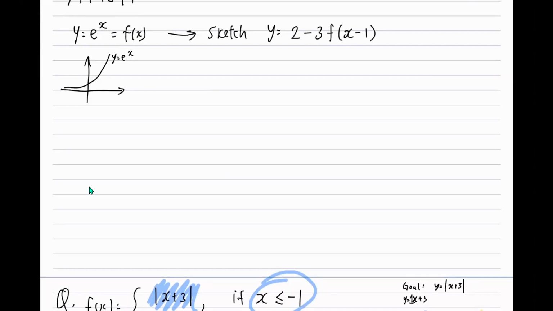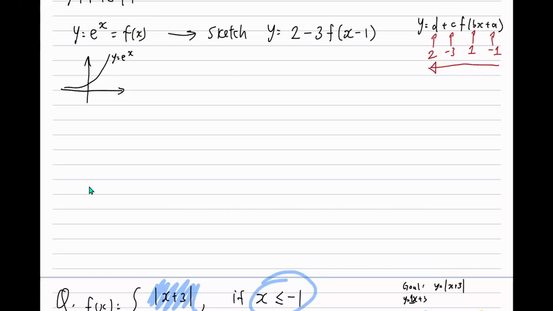How does this look? Let me introduce a formula to you: d plus c times f of bx plus a. Over here, what you see is that d is 2, c is -3, b is 1, a is -1. Can you see the pattern? What you want to do is follow the pattern from a towards d: a, b, c, d.